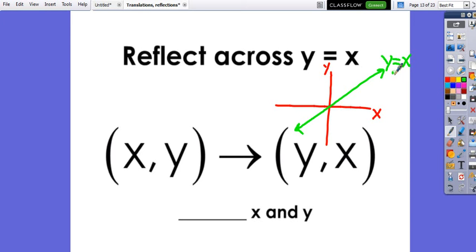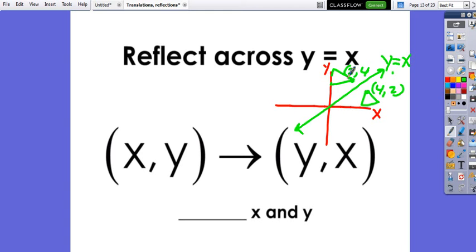So here's the parent linear function. So the rule for flipping across the line y equals x is to swap the values. So if this had the coordinates of 4, 2, then this has the coordinates of 2, 4.